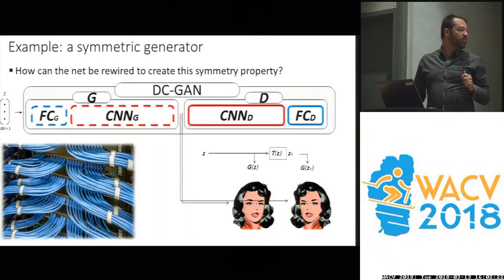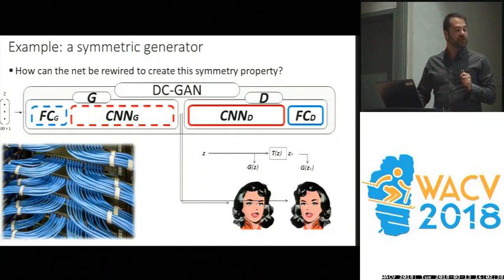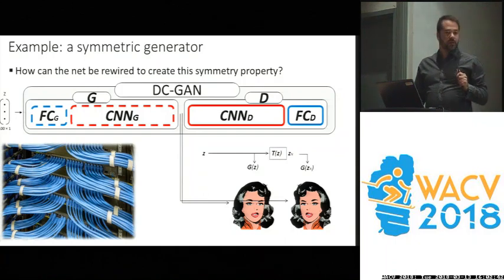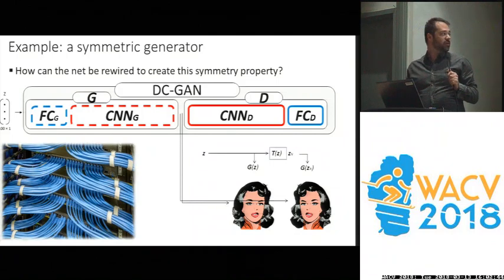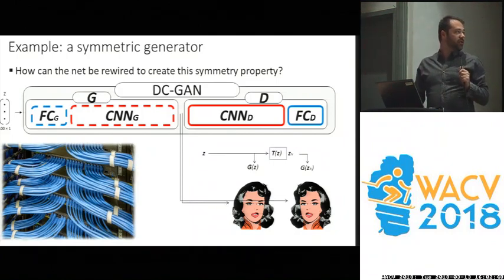Okay, so this is a simplified block diagram of DCGAN. It contains 4 components. And in this example, we'll talk only about G that has only 2 of them. So in the blue dashed line, there's the fully connected part of G. Let's call it FCG. It turns a vector into a tensor. And in the red dashed line, the CNN of G, it turns this tensor into an image.